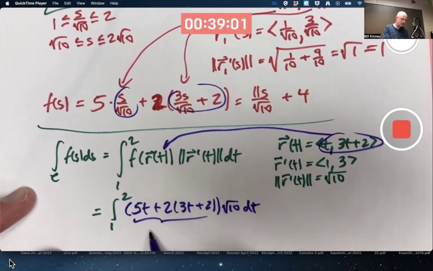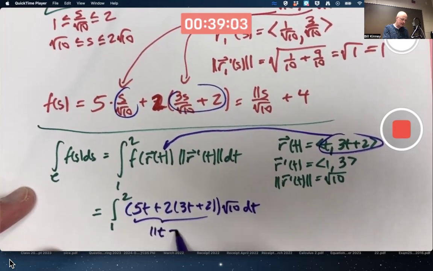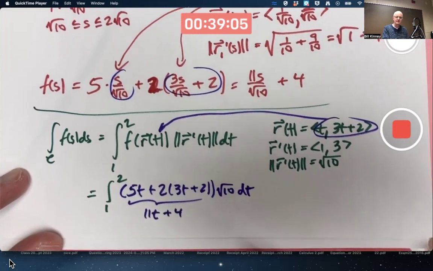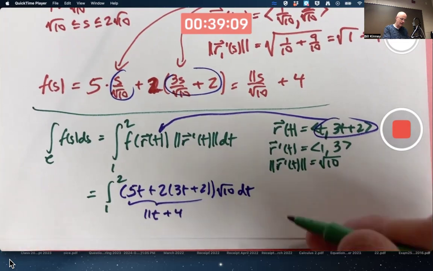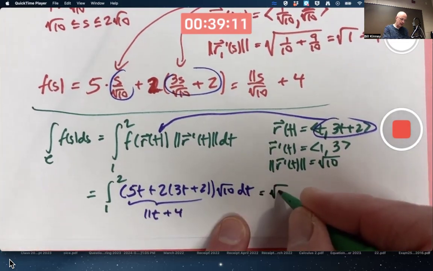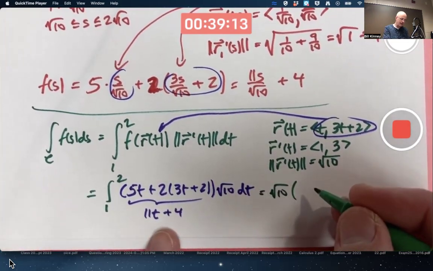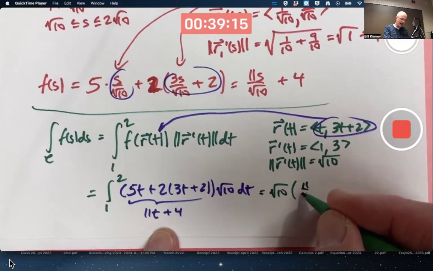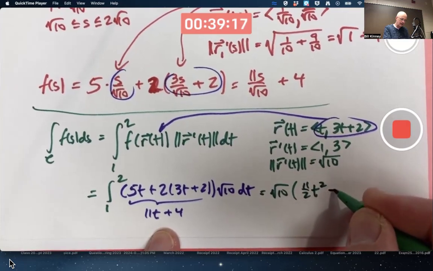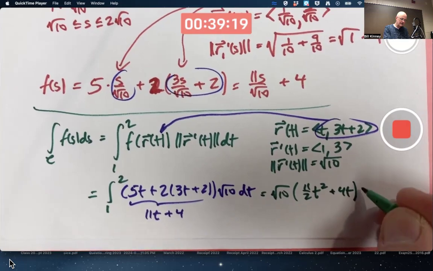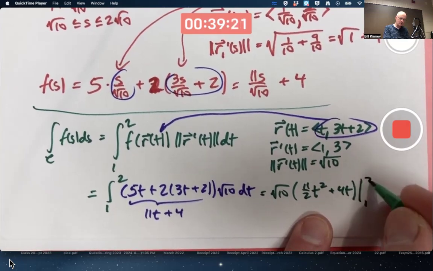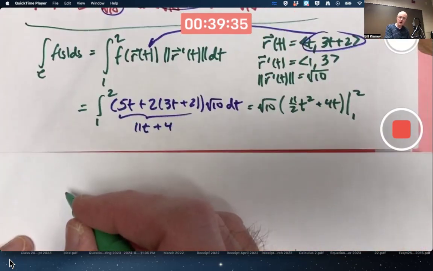This simplifies to 11t plus 4. This is feeling positive, so I'm seeing similar kinds of numbers here. In the end, you're going to get a square root of 10 in front. Integrate that, you'll get 11 halves t squared plus 4t. t goes from 1 to 2. So what is that going to be?